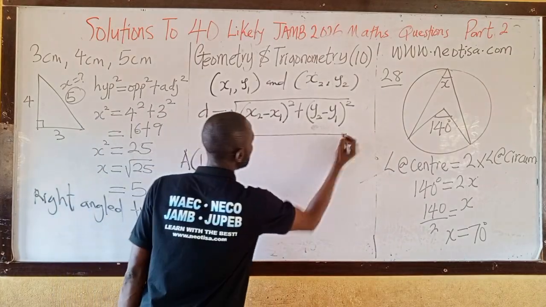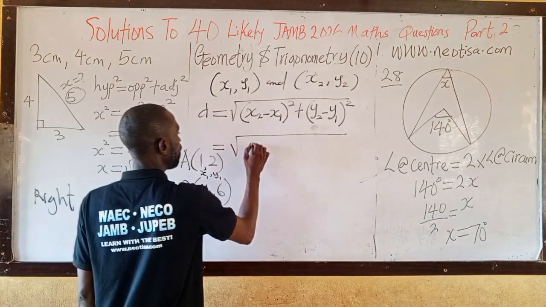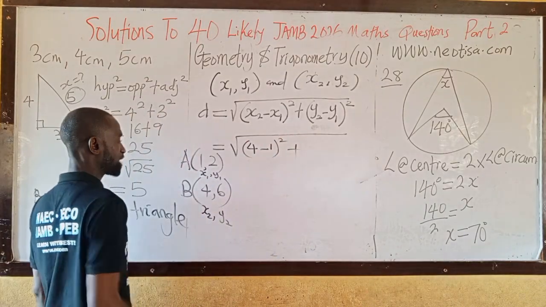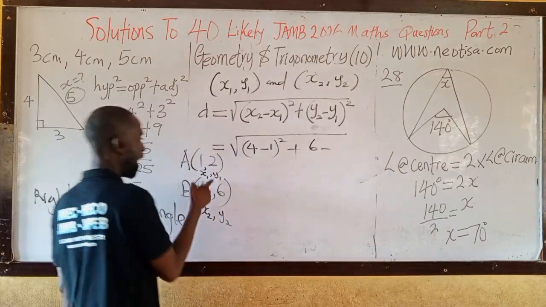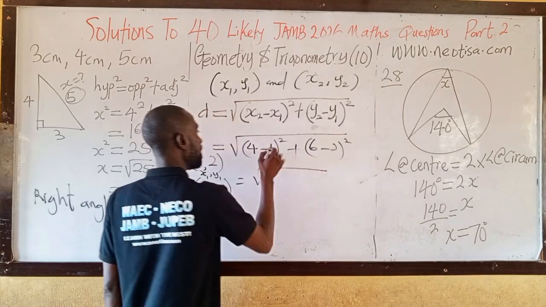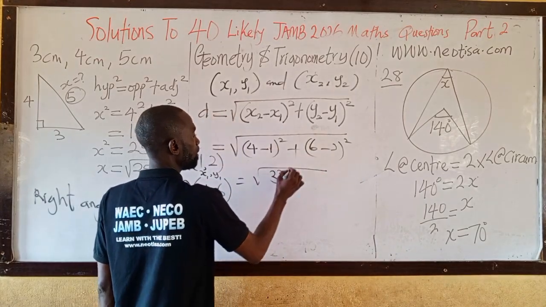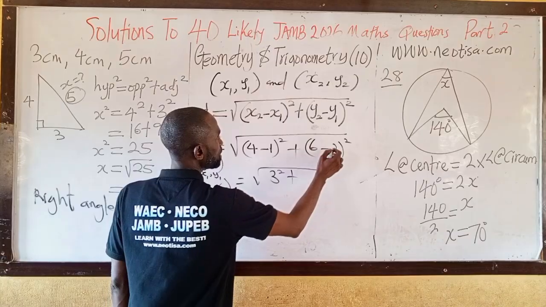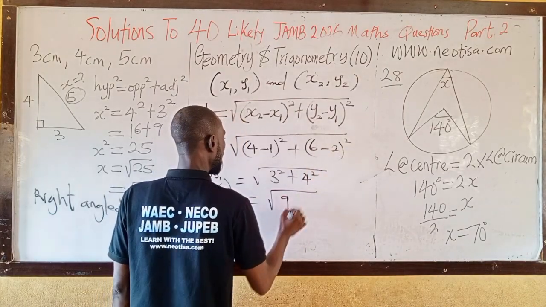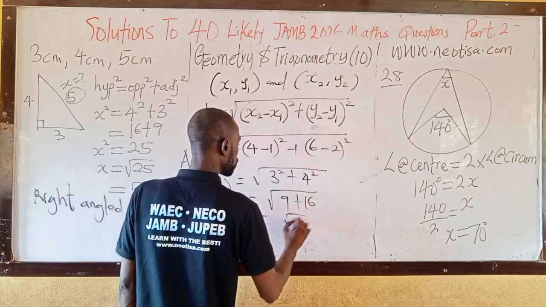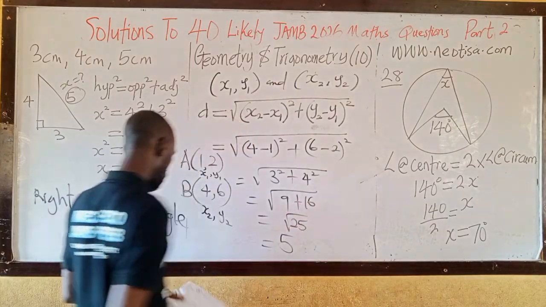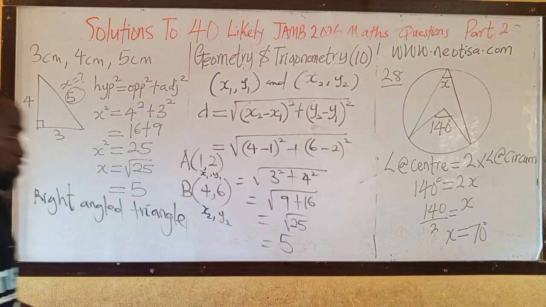So let us substitute. x2, 4, so we have 4 minus x1, 1 all squared, plus y2, 6 minus y1, 2 all squared. The root of 4 minus 1 is 3, so we have 3 all squared plus 6 minus 2 is 4, so 4 all squared. That's the root of 9 plus 16, root of 25. What's the root of 25? 5. So the correct answer is 5 units.